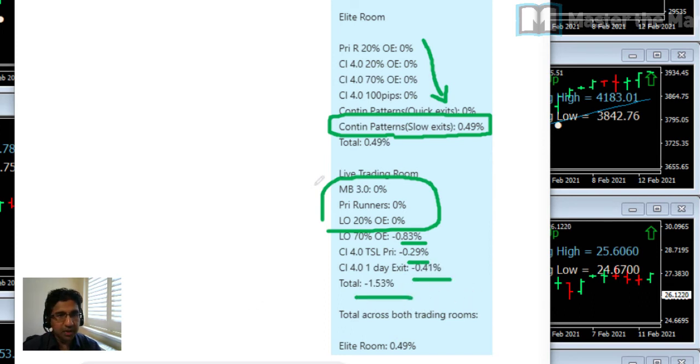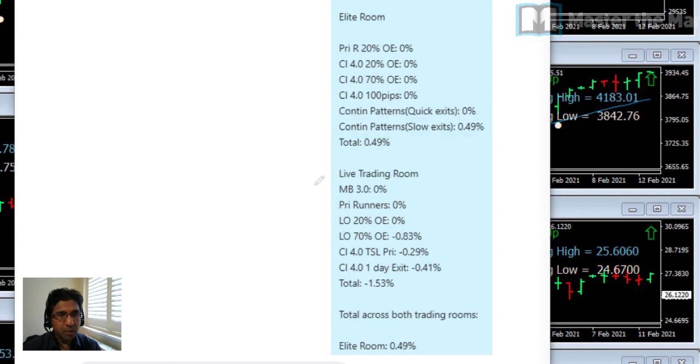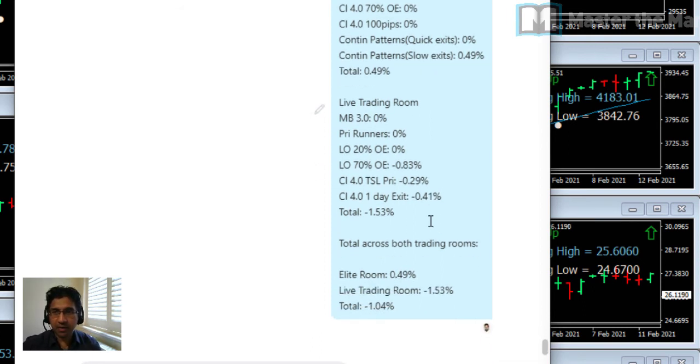Overall, minus 1.53% on the live trading room. Remember, when the market is not in momentum and you're not getting your setups, you'll go through small drawdowns like this, but just keep it very, very small. So across the two rooms, you can see we've kept the loss quite small, minus 1.04%, with one balancing out the other. Elite room curve is a bit more smooth because we take very, very quality setups, low frequency.